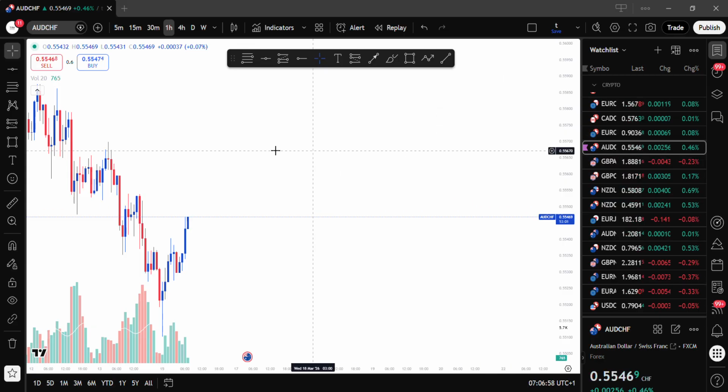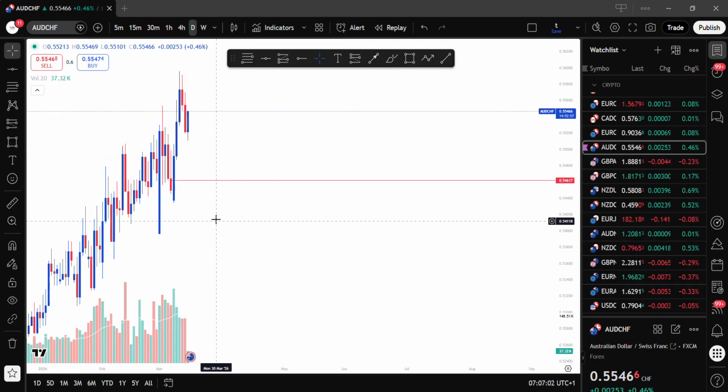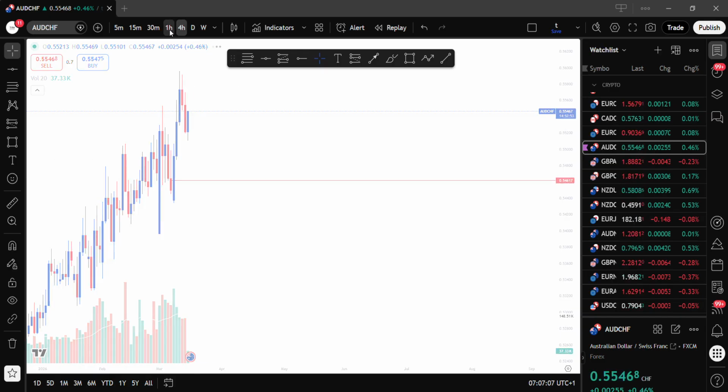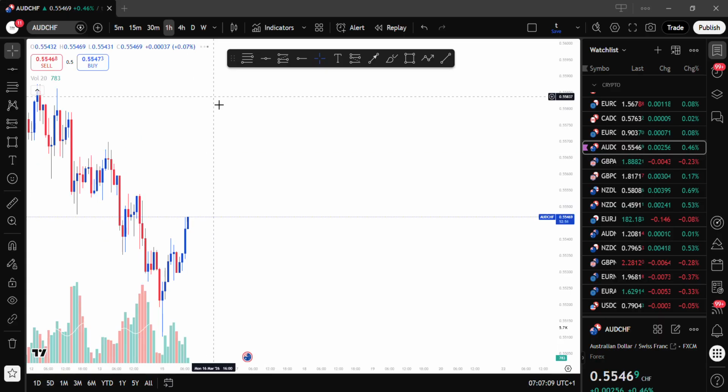If you come to the AUD CHF, on the AUD CHF daily time frame, the market will likely sell to this point before it starts going to the top. So if you check the 1 hour, there is no entry for now, so let's just be patient.